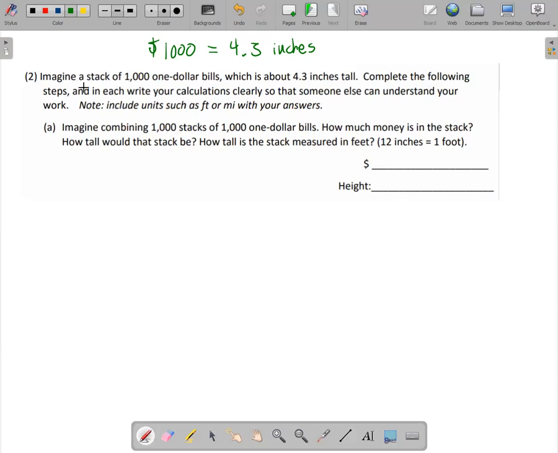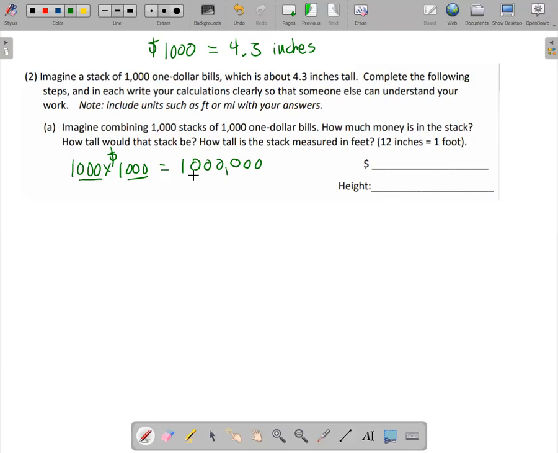Next, what we're going to do is imagine 1,000 stacks of 1,000, 1,000 thousands. So 1,000 times $1,000 is... Right now I'm just figuring out how much money that is. 1,000 times 1,000 is a 1 with 1, 2, 3, 4, 5, 6 zeros.